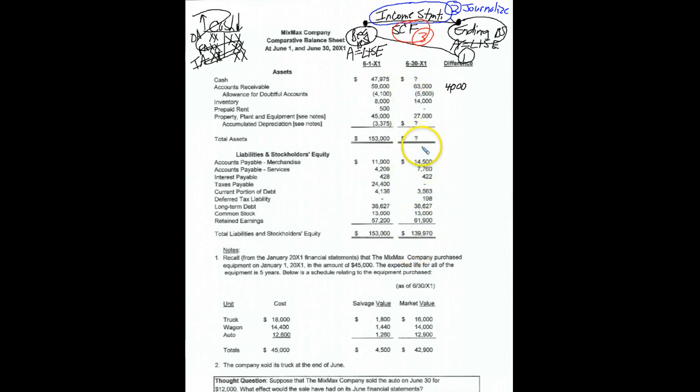First off, total assets. Well, that one's pretty easy because the balance sheet tells us total assets equal total liabilities and equity. So if this is 139,970, this is going to be 139,970.